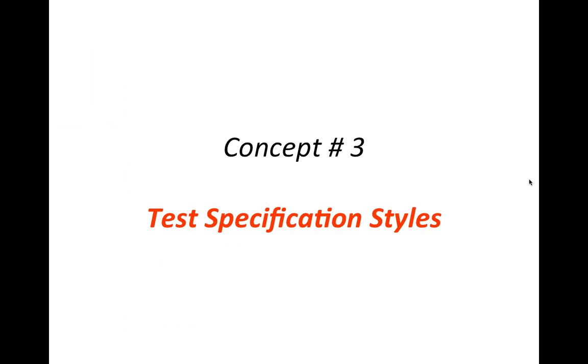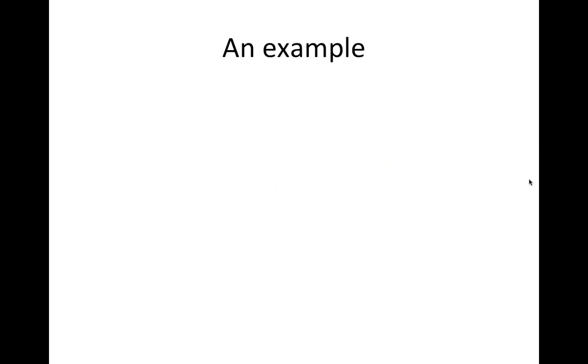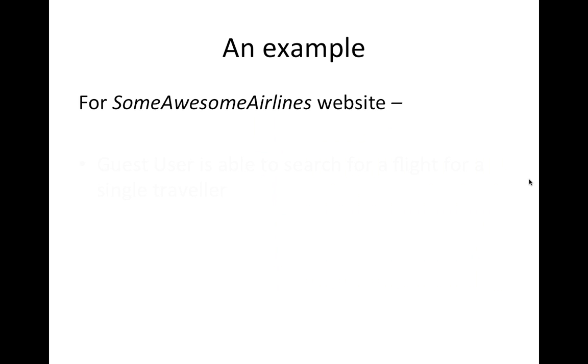Okay. The third concept is about the test specification styles. Now, if our focus is to identify the right type of business facing tests, there are two ways you can identify these tests, or you can specify these tests. One is the imperative style, the other is the declarative style. And let's take an example to explain what this means.